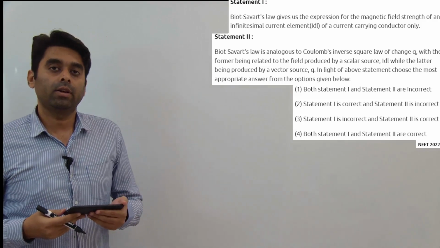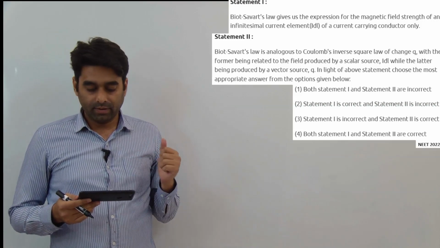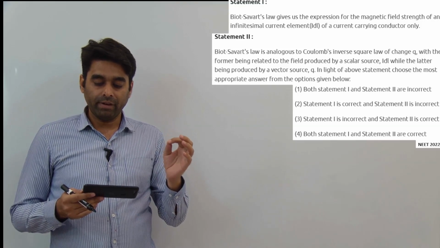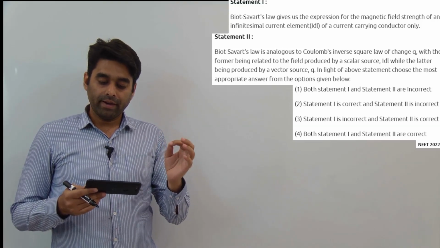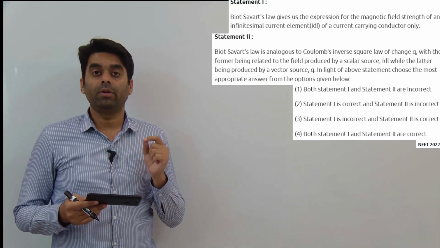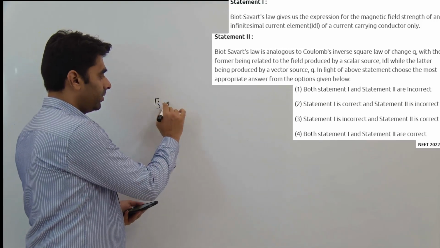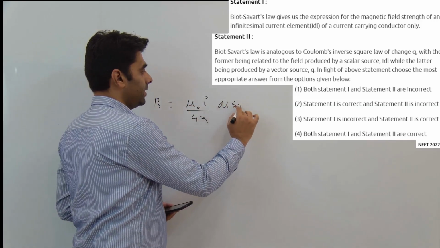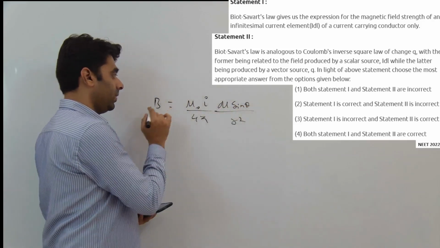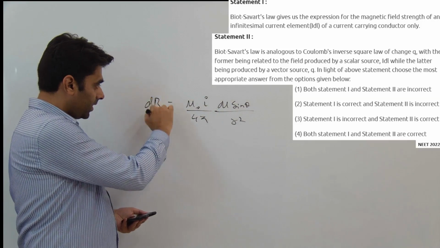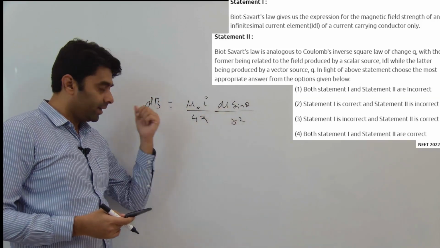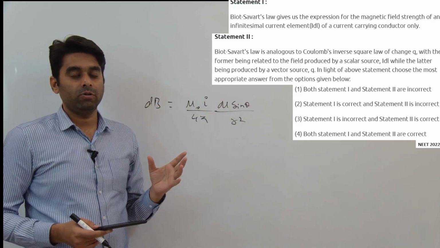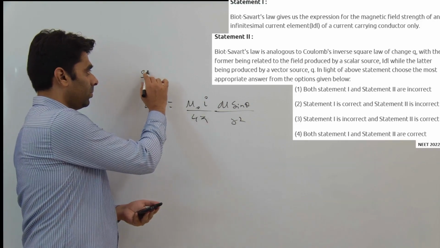Next is a theoretical question. Two statements are given to us. Let us see one by one. Statement 1 says, Biot-Savart law gives us the expression for magnetic field strength of an infinite current element of a current carrying conductor only. What is our Biot-Savart law? Biot-Savart law is given as mu naught I by 4 pi dl sine theta by r square. This is dB, due to a small element. So Biot-Savart law gives us the magnetic field due to a small element. Statement 1 is correct. No problem with this.